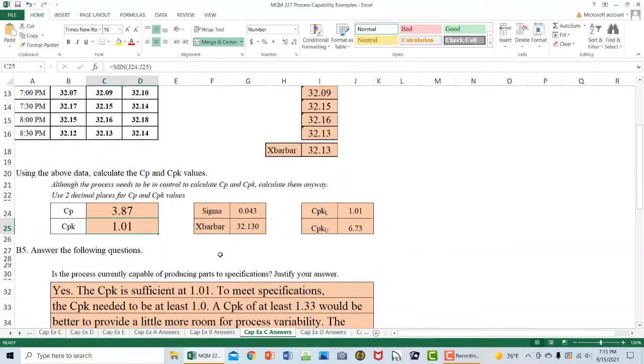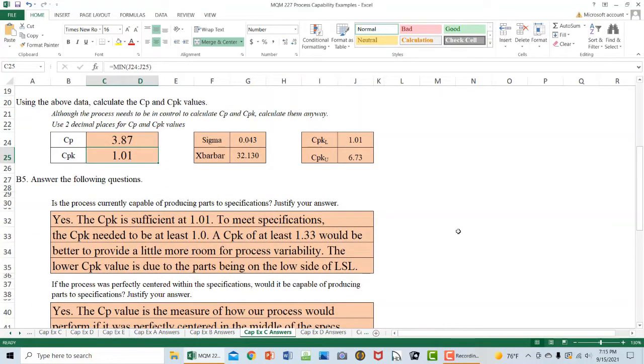So, moving right along. Is the process currently capable of producing parts to specification? Yes, indeed. The CPK is sufficient at 1.01. To meet specifications, the CPK needed to be at least 1.0. So just a hair better than the minimum allowable. A CPK of at least 1.33 would be better to provide a little more room for process variability.